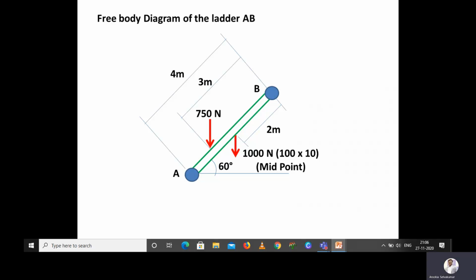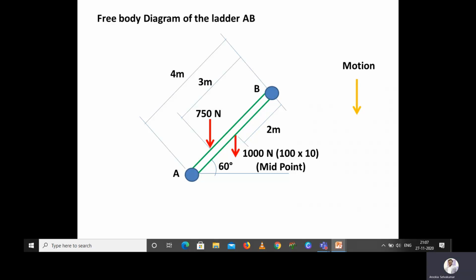Next, as we discussed, it's a 75 kg man who stands at a point 3 meter from the top of the ladder. Here also, I am multiplying by 10, so 75 kg will become 750 Newton. You can multiply it by 10 or by 9.81 to convert kg to Newton as we discussed in the class, but clearly mention which one you are multiplying.